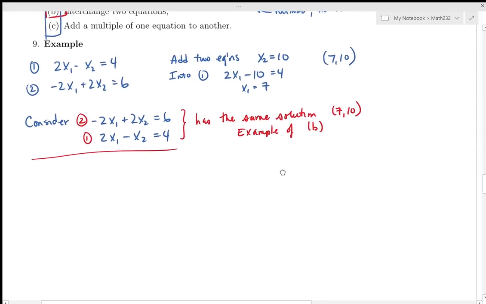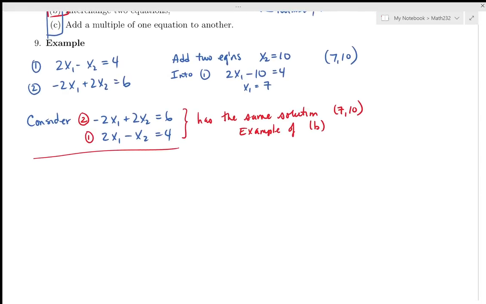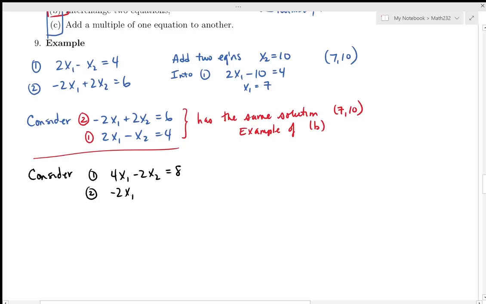Let's take a look at the next thing. Let us consider this here. Equation 1 is going to be written like this: 4x1 minus 2x2 equals 8. And equation 2 will look like this: minus 2x1 plus 2x2 equals 6. You can see that equation 2 here is the same as equation 2 before. Equation 1 is not the same, but this equation 1 is 2 times the previous equation 1. I just multiplied both sides by 2.